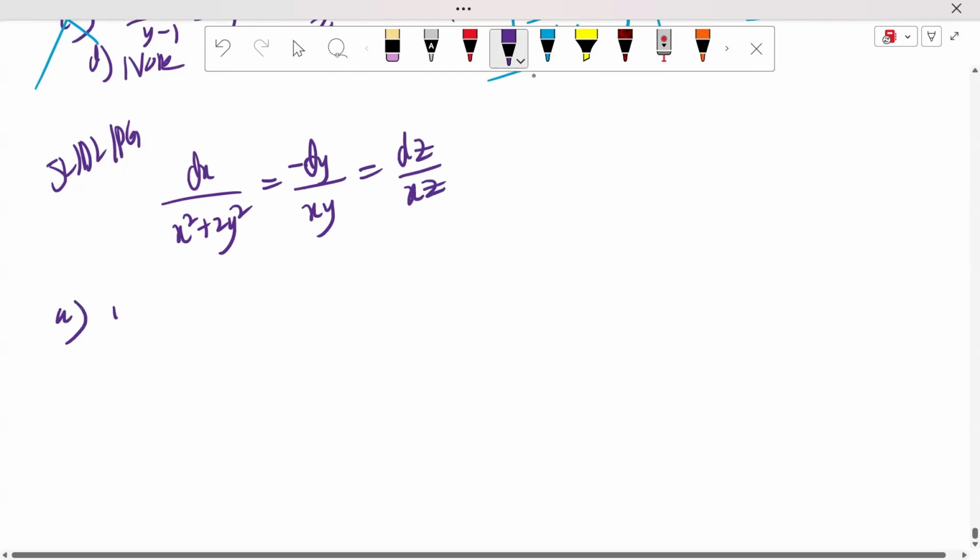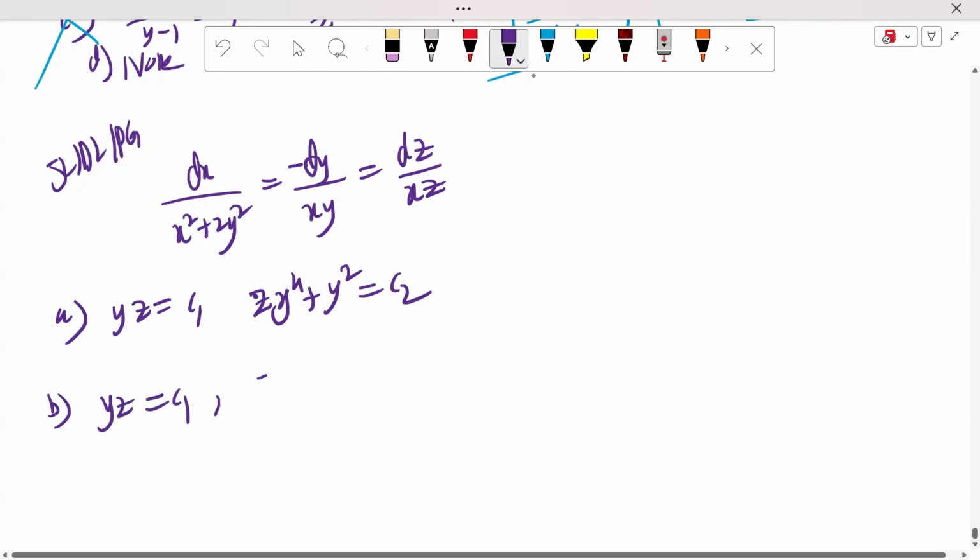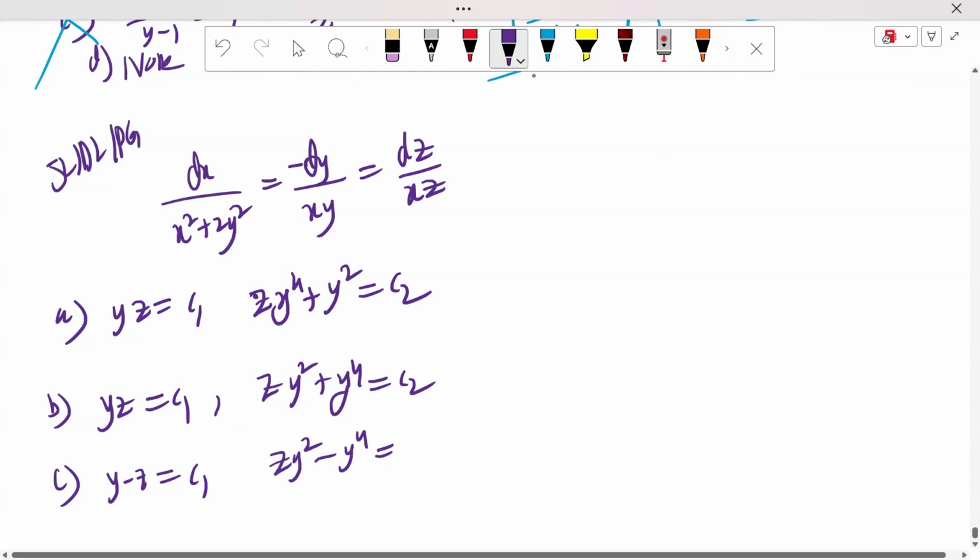Option A. yz is equal to c1 and zx y power 4 plus yz y square is equal to c2. Option B. yz is equal to c1, comma, zy square plus y power 4 is equal to c2. And option C. y minus z is equal to c1, zy square minus y power 4 is equal to c2. Option D is none, sir.